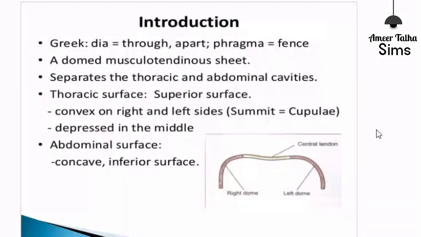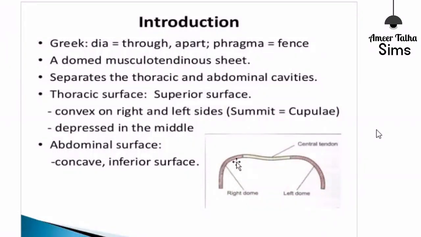This is the simplest diagram to understand the surfaces of the diaphragm. This is the superior surface, and this is the abdominal or inferior surface, and there are the central tendon and the right and left domes, right? So that's why we call it a domed musculotendinous sheet. The muscular part is the peripheral part, while the tendinous part is the central part. And the muscle here consists of skeletal muscle.